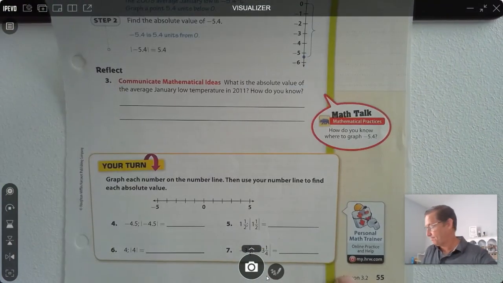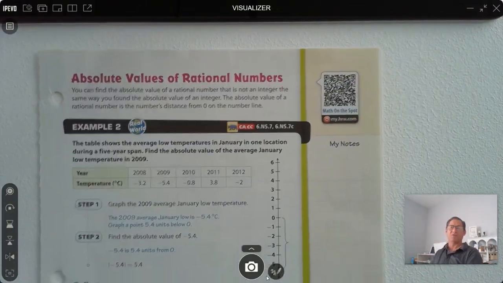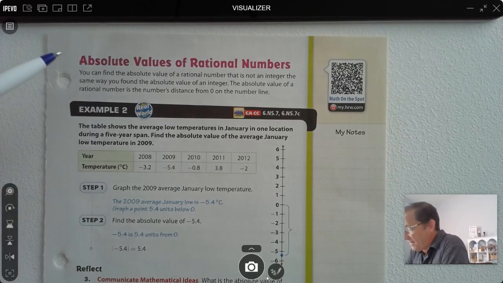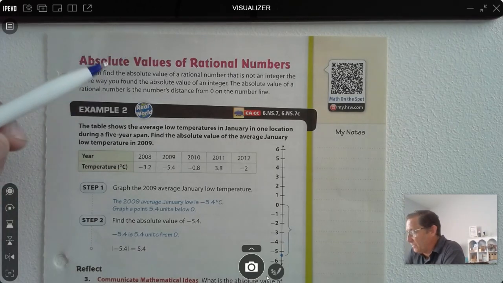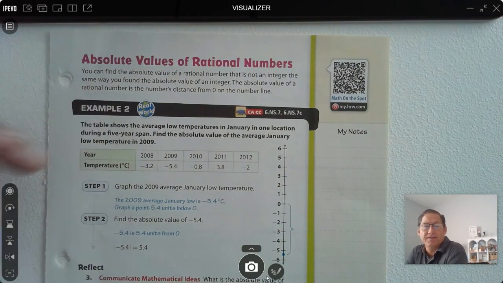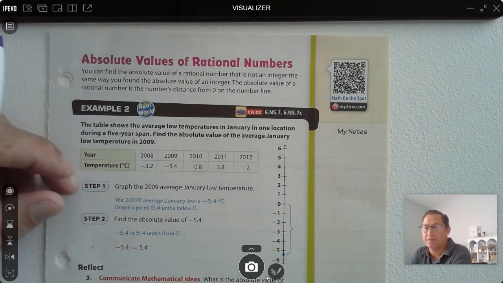Right. Page 55. Absolute values of rational numbers. That's basically what we've been talking about here. We can find the absolute value of a rational number that is not an integer the same way you found the absolute value of an integer. The absolute value of a rational number is the number's distance from 0 on the number line.